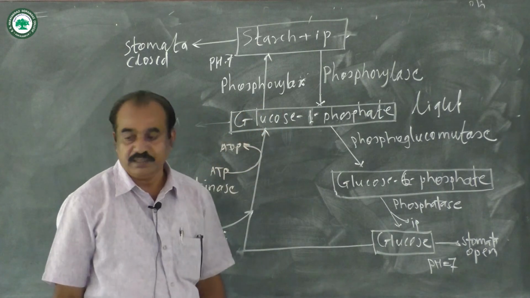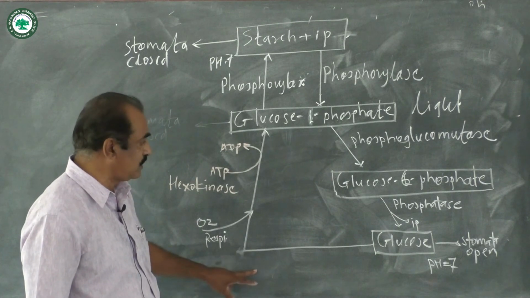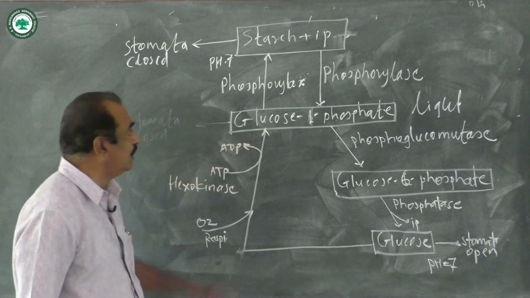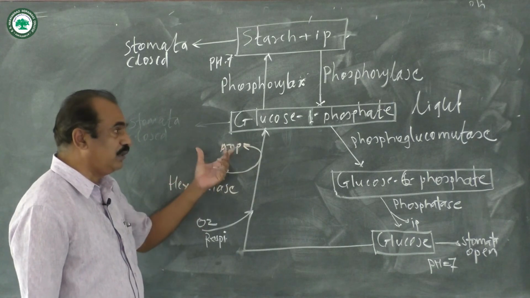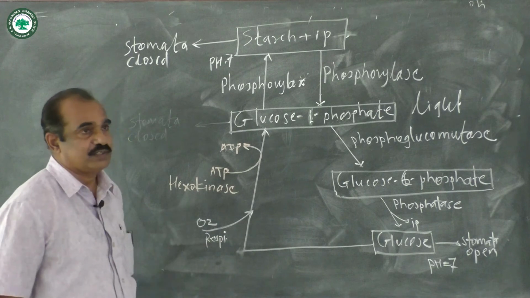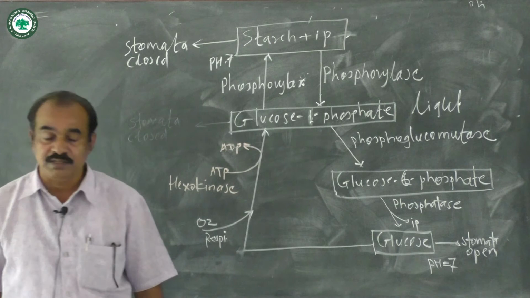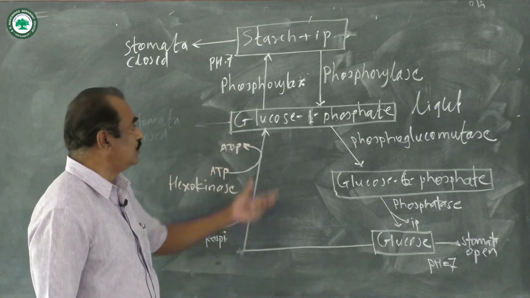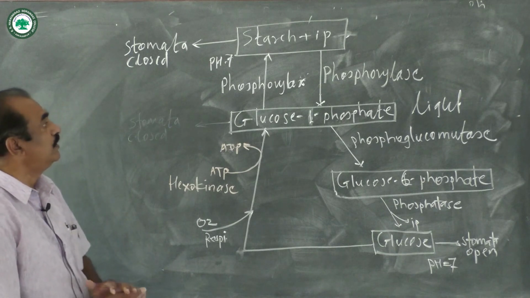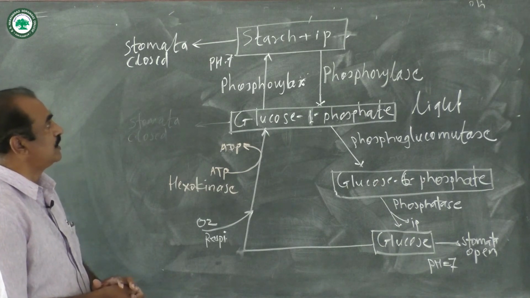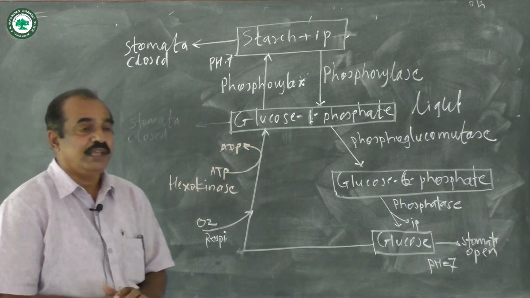But when there is no sunlight, at the time of evening, that means at the time of darkness, this glucose gets phosphorylated into glucose 1-phosphate with the help of ATP to ADP, and the enzyme is hexokinase. Again the same enzyme, phosphorylase, converts this glucose 1-phosphate into starch, and in this case the pH becomes 5, and automatically exosmosis takes place.